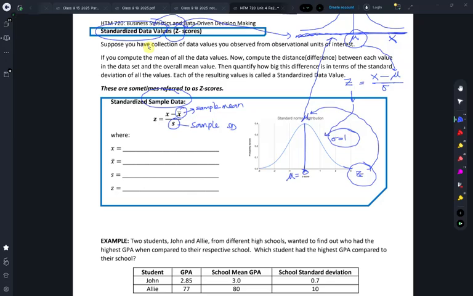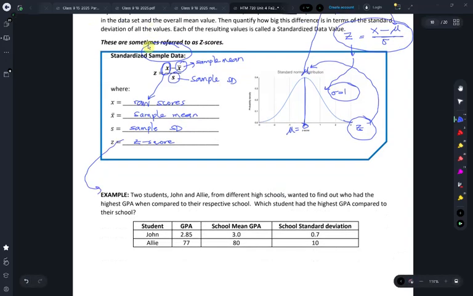So your x here are the raw scores, and your x bar is the sample mean in case you're not able to access the general population as we would in this case. And then you have the sample standard deviation, and then you have the z-score that results.